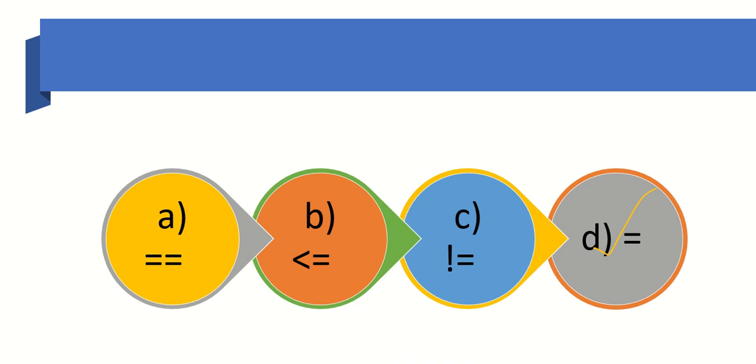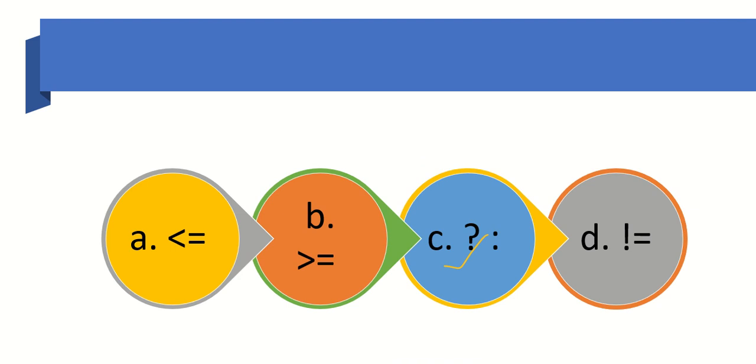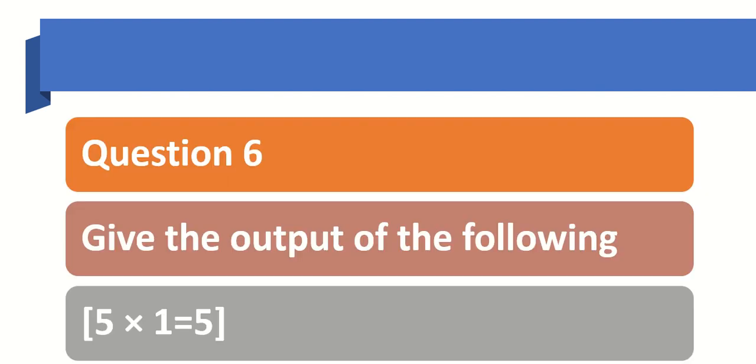Equal to, less than or equal to, not equal to is given. Here the answer is equal to because equal to is assignment. All the other three are relational operators. Again, greater than or equal to, less than or equal to, not equal to, and then the next one is given, odd or not. That is a conditional assignment operator or ternary operator.